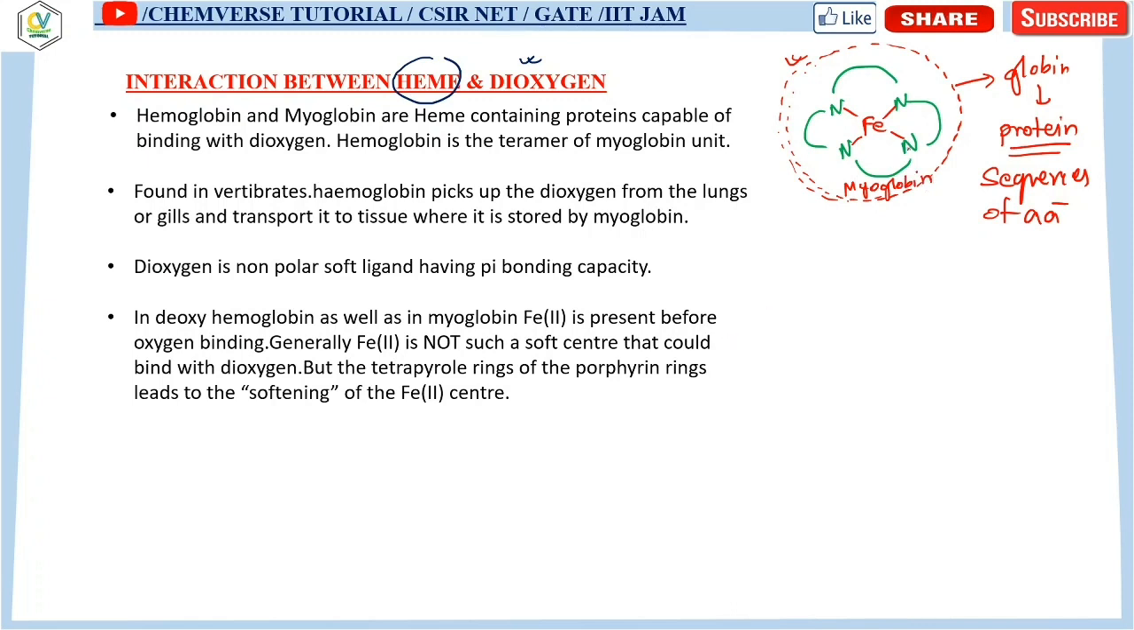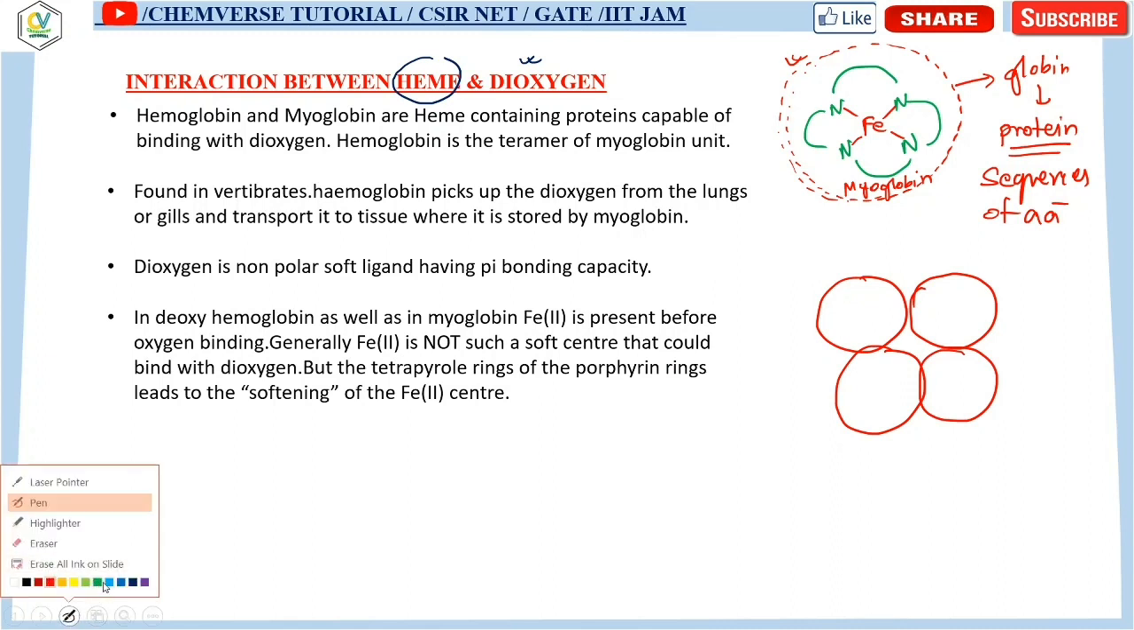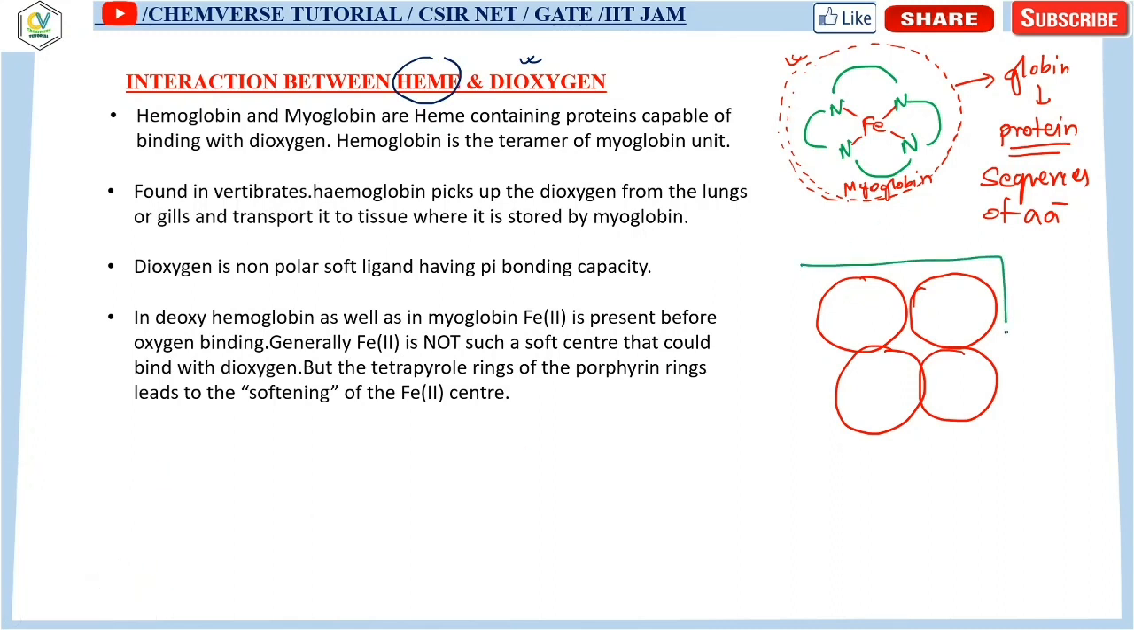Now this is one unit. Such 4 units of myoglobin combine to produce a hemoglobin. Overall, this combination is producing the hemoglobin. So hemoglobin is a tetramer. Hemoglobin is the tetramer of myoglobin. Tetramer means there are 4 myoglobin units. So it's basically a polymeric structure. Okay. Now both hemoglobin and myoglobin are found in vertebrates.